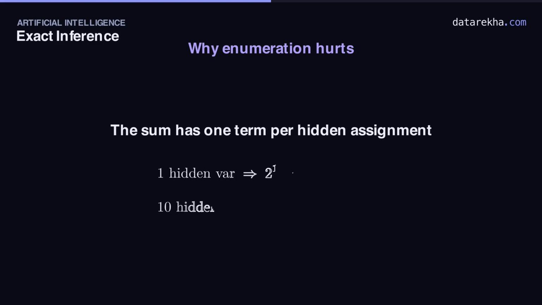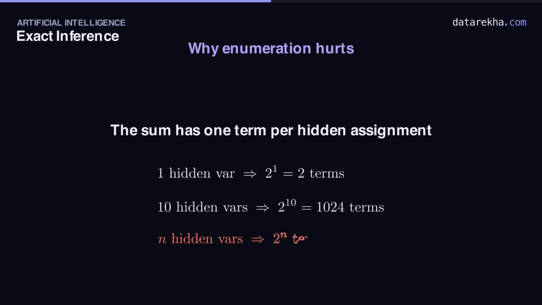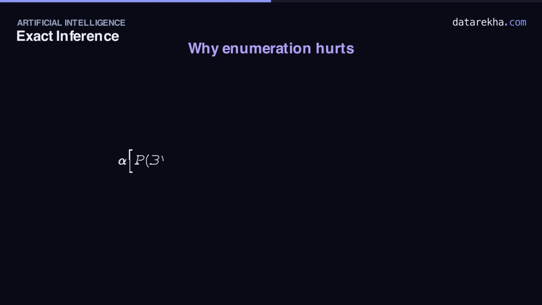Enumeration always works. But look at the cost. The sum has one term for every joint assignment of the hidden variables. With one hidden variable, that's 2 terms. With 10, over 1,000. With n of them, 2 to the n. It explodes exponentially. Worse, enumeration repeats work.